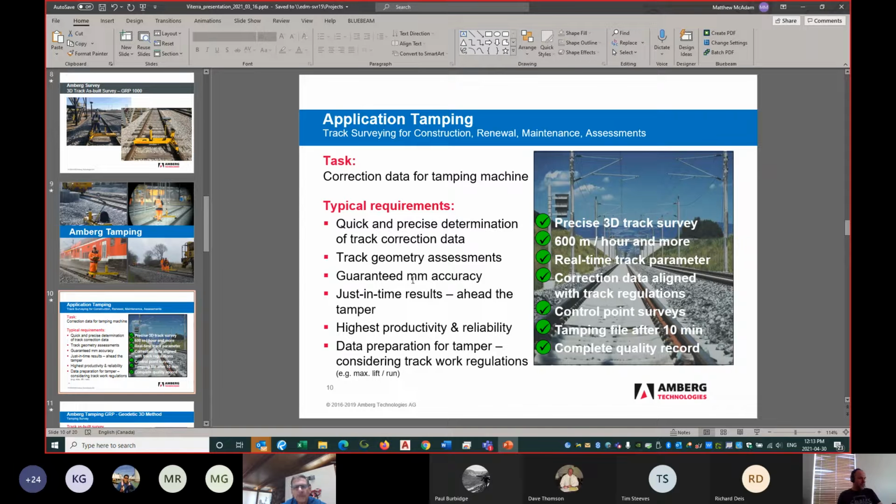I know we say here guaranteed millimeter accuracy. Of course, we can measure to millimeters, but that tamping machine won't be able to place that track to those millimeters. But I think there's still applications here for the final placement of those tracks, and I think you could do it quicker as well. At least get the information to the tamping machine quicker than we would do otherwise, so they know what to do for those tracks.